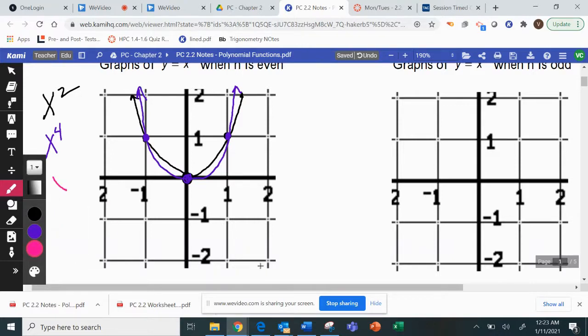And then x to the 6. If I plug in 0 for x, I get 0 out for y. If I plug in 1 for x, I get 1 out for y. If I plug in -1 for x, I get 1 out for y. So again, these three points are repetitive, but for x to the 6, it's going to be even wider at the bottom, and then it's going to rise up even faster.